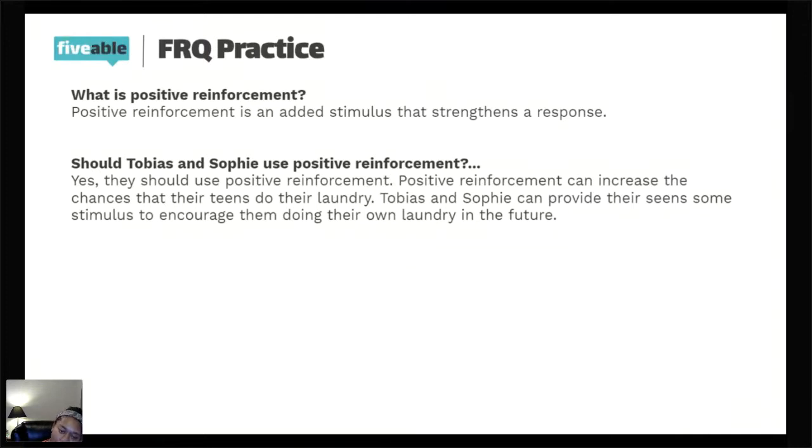So does anyone want to give an example of a positive reinforcement they could use in the situation? Like what is something they could add? What is a stimulus they could add or give the teens to strengthen a response, them doing the laundry on their own? Have any ideas? Just let me know. This will help you check to make sure you know what a positive reinforcement is and can come up with an example. So I'll give you guys a few moments to take a guess. And if there's no response, I'll just go ahead and reveal the final answer.